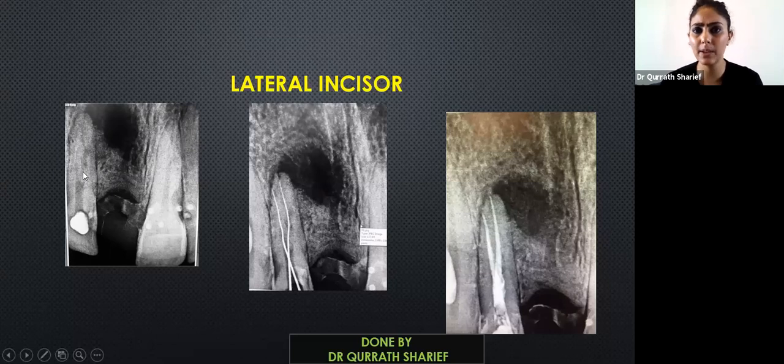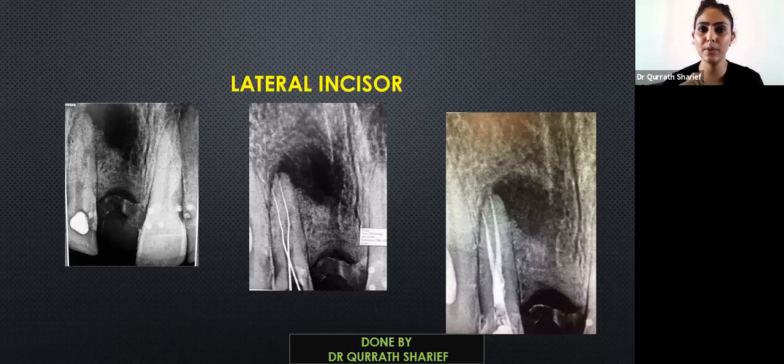So I started with an 8 size K file. I was not able to go. The file was bending. Again, the file was bending. I was not at all able to go. Then again, I tried. What I did is, it's very important once the access is opened that you flush sodium hypochlorite onto your pulpal floor. This is very important. And apply some amount of EDTA onto your file and then start negotiating.